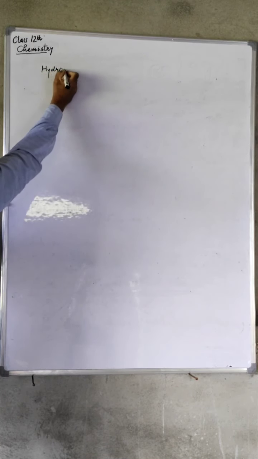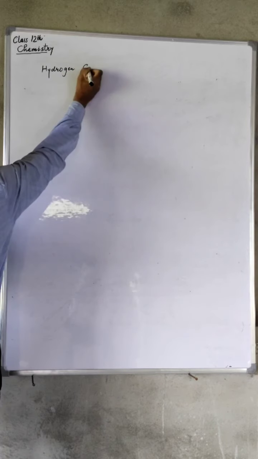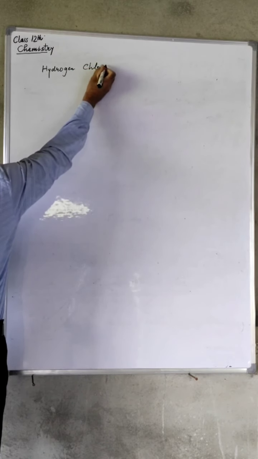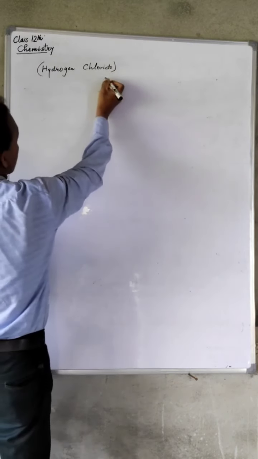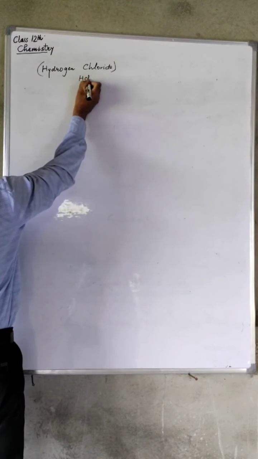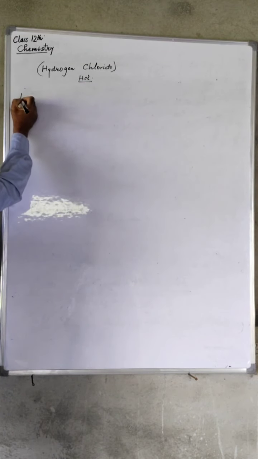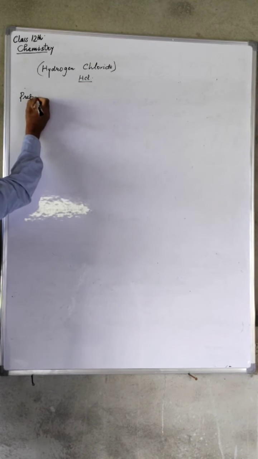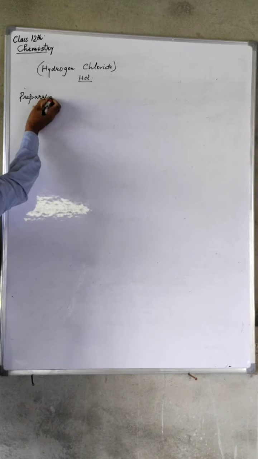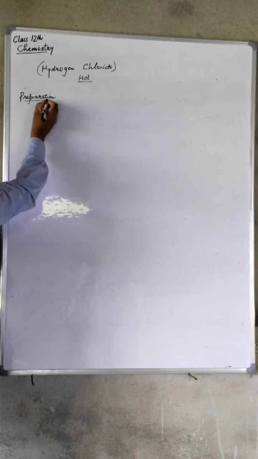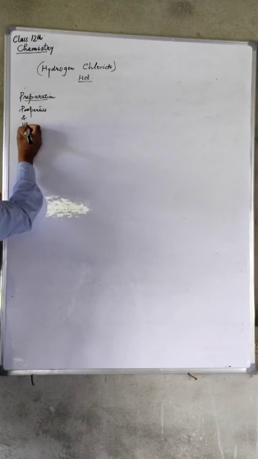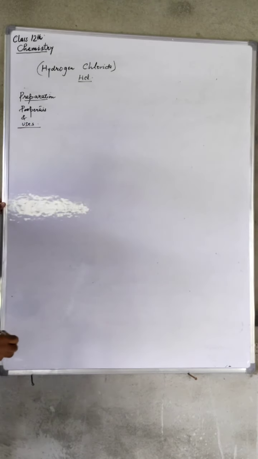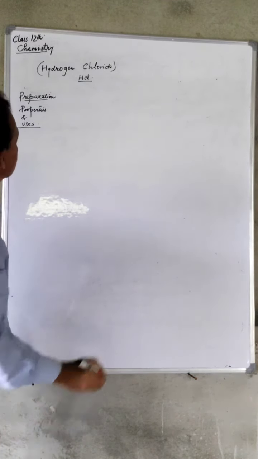Today our topic is hydrogen chloride, or we can say hydrochloric acid. We will discuss its preparation, properties and uses. First, we will take the preparation.